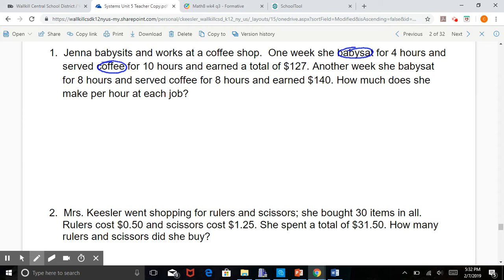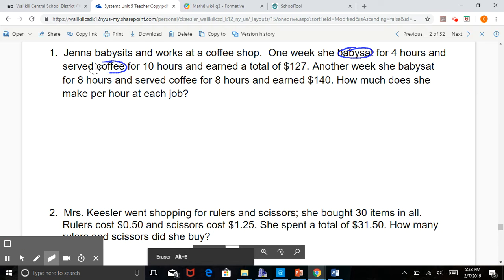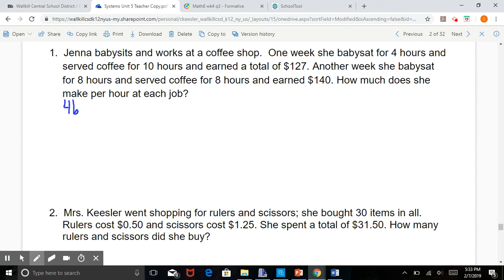In the previous lessons, you've used X and Y, but in this case, we could use B and C, B for babysitting and C for coffee, to make it more obvious when we're solving the system which variable represents which. So our first equation is found in the first sentence. She babysat for 4 hours, so let's say 4B, and she served coffee for 10 hours, so let's say 10C, for a total of $127.